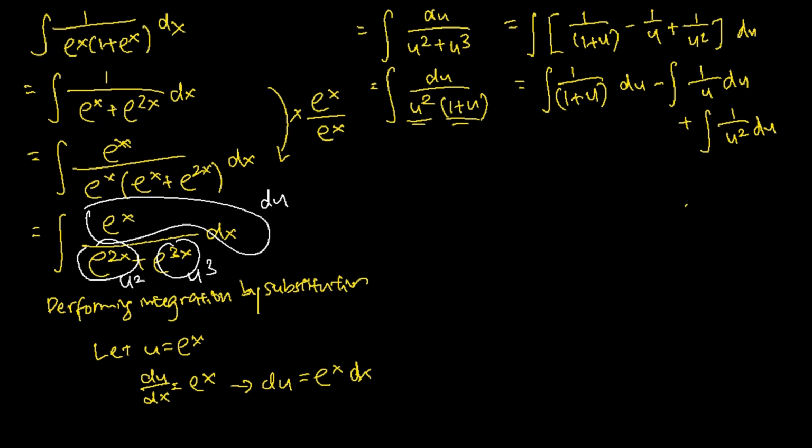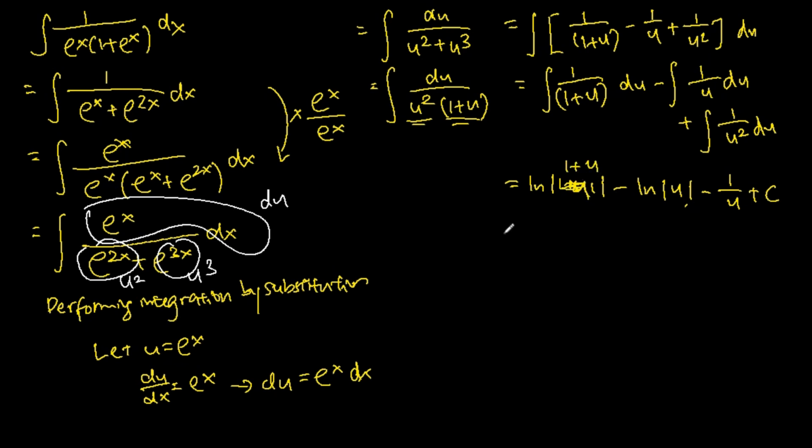After which, we can proceed to do the integration. So the first term after integration will be ln absolute 1 plus u, while the second one would just be ln absolute u, and the last one will be minus 1 over u plus C.